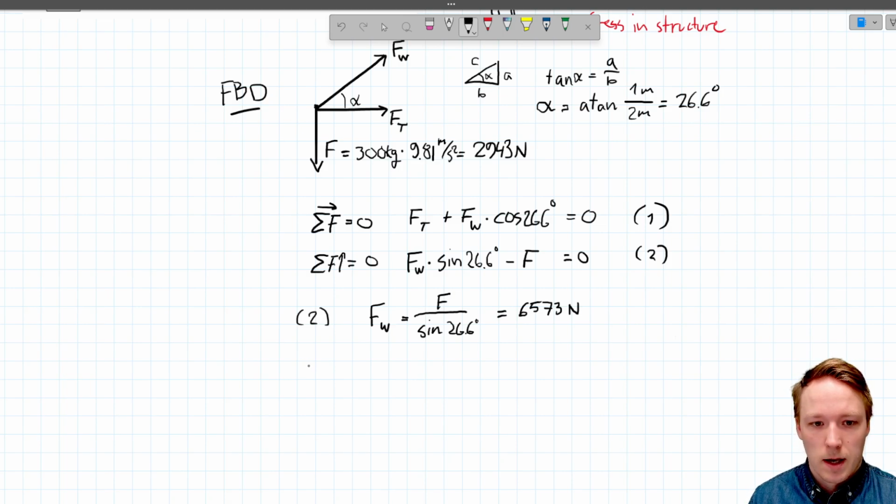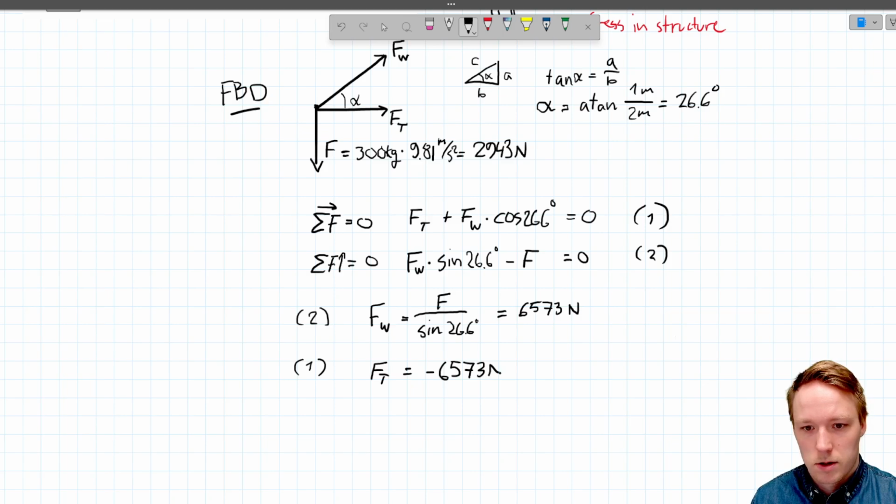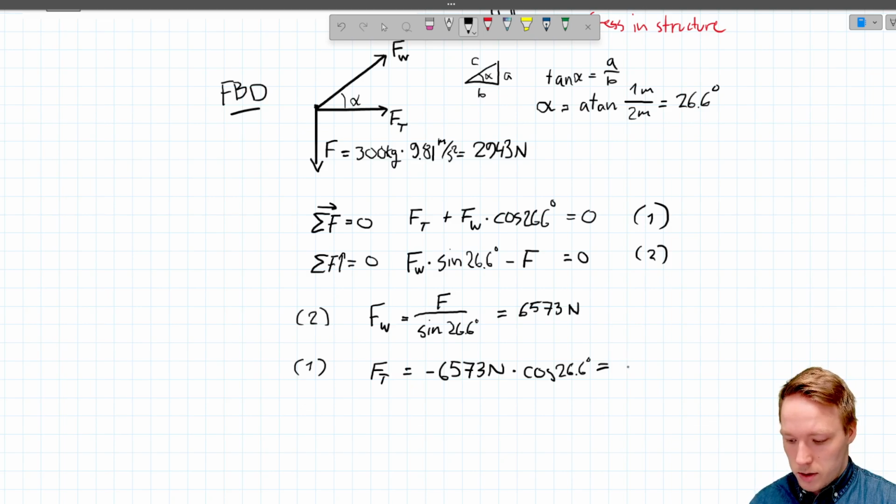Alright, so now we have solved the Fw, and now we can easily solve from the equation number 1 also the Ft. So from equation 1, Ft equals to minus, so we move this to the other side, so minus Fw, so we insert this value there, minus 6,573 newtons multiplied by cosine 26.6 degrees, which equals to minus 5,877 newtons.